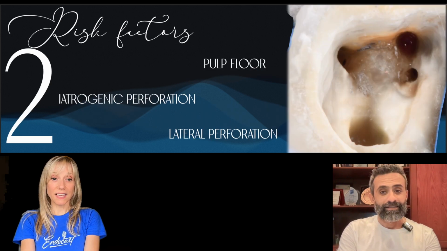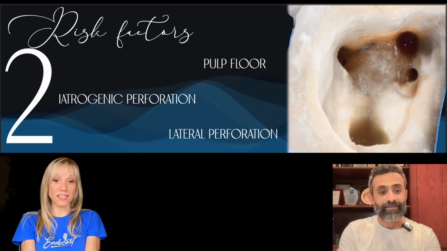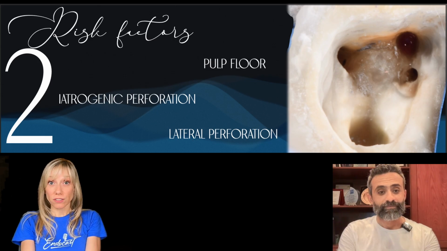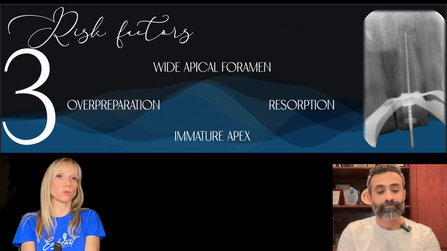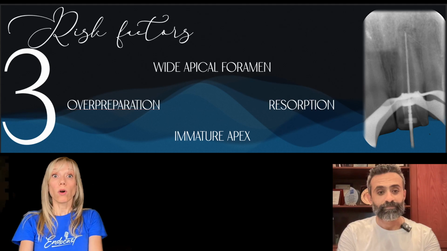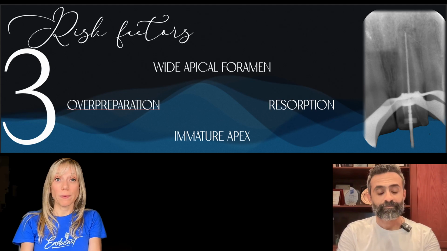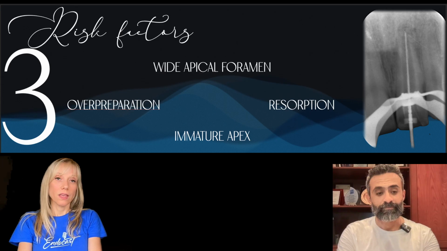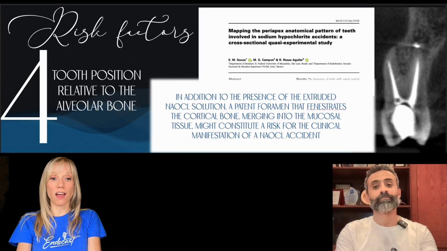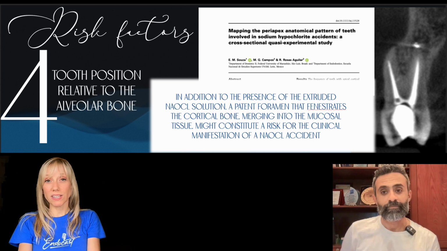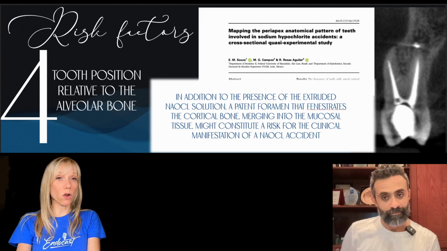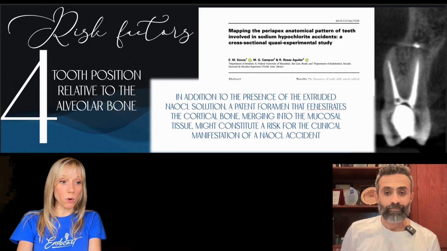Exactly. And second, another risk factor can be the presence of perforations or over-preparation. So we have a very wide foramen because we prepared a bit too much, or because of apical resorption, or because the tooth is immature and so the apex is open. Other predisposing factors are the position of the tooth relative to the alveolar bone, so there is maybe a very thin cortical layer or a fenestration of the cortical bone.